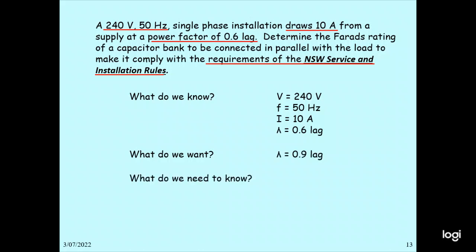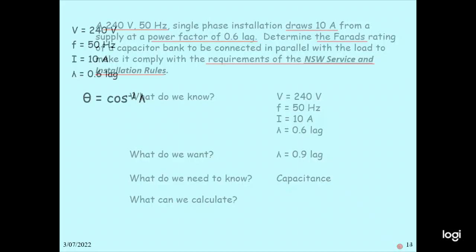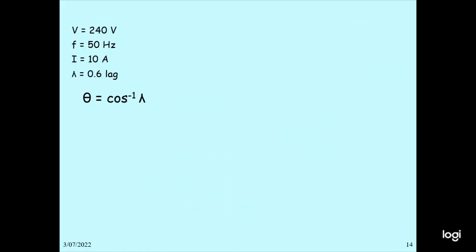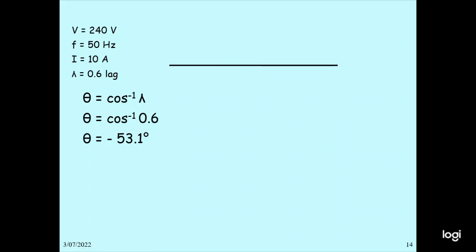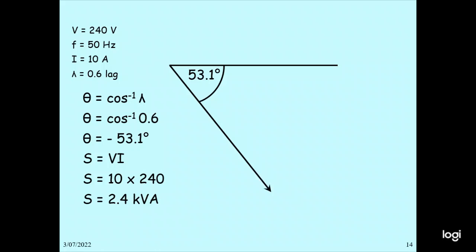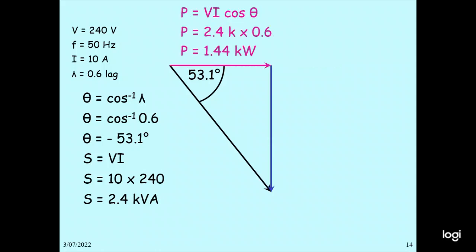What we want to know is the capacitance, so we have to calculate it. The voltage is 240, frequency 50 Hz, current 10 ampere, and power factor 0.6 lagging. Theta equals cos inverse lambda, so 53.13 degrees, and S equals VI, so 10 times 240, 2.4 kVA. P equals VI cos theta, 2.4 times 0.6, 1.44 kilowatt.